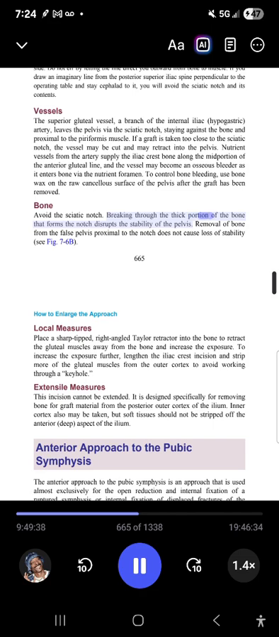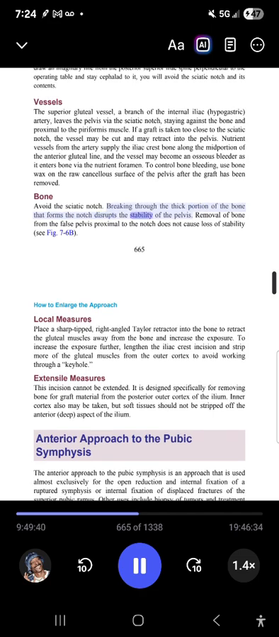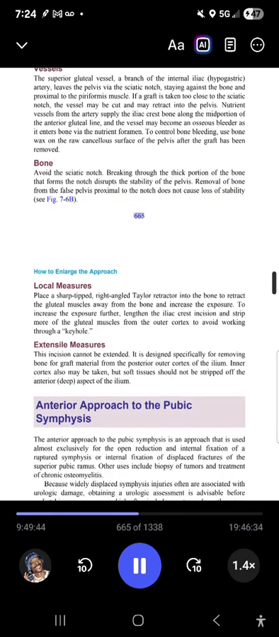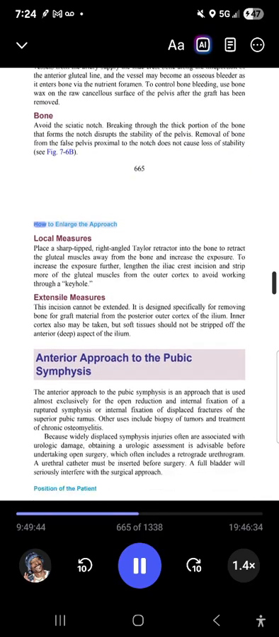Bone. Avoid the sciatic notch. Breaking through the thick portion of the bone that forms the notch disrupts the stability of the pelvis. Removal of bone from the false pelvis proximal to the notch does not cause loss of stability. See Figure 7-6b. How to enlarge the approach.